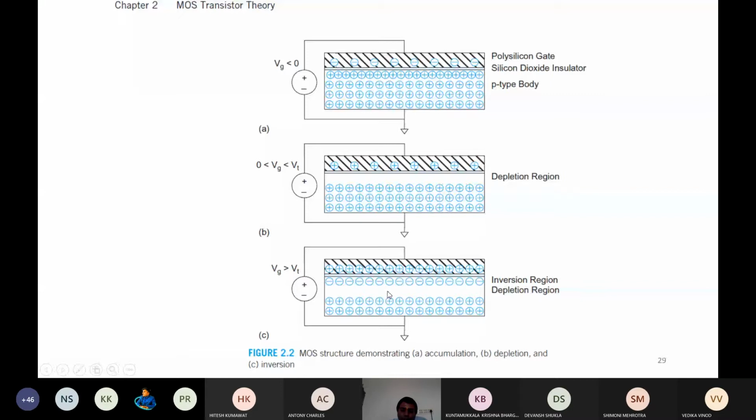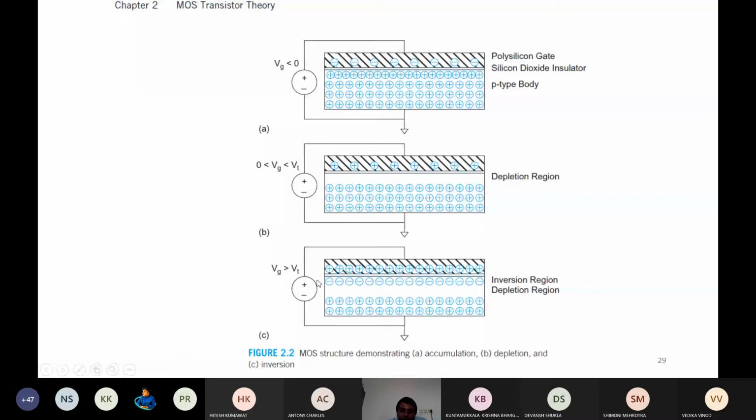What happens now? The body has some minority charge carriers, which are electrons. They will be accumulated underneath the oxide, and in this way the inversion region is created. The inversion region is where negatively charged electrons are present, but some depletion region is also there, because holes are depleted. Holes are suppressed, holes are going down. So there is some depletion region, but after the channel. Anyway, the channel is providing some conduction.